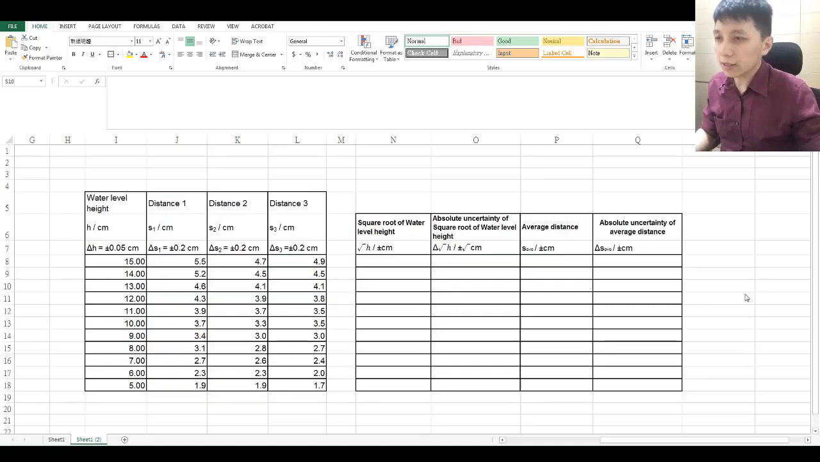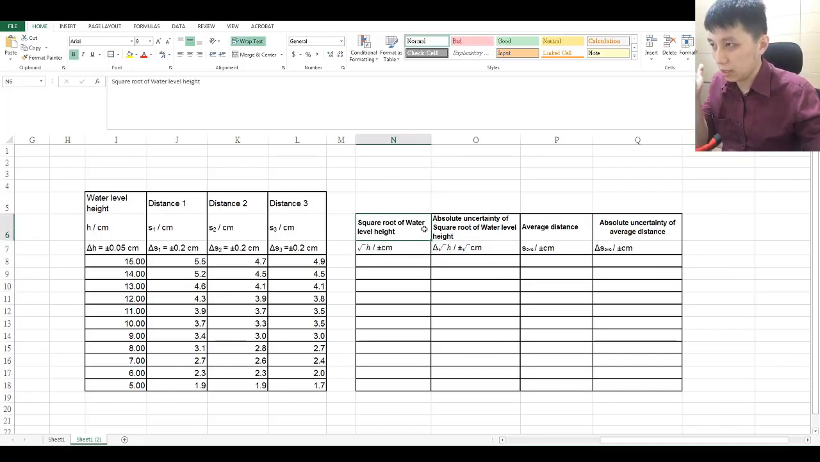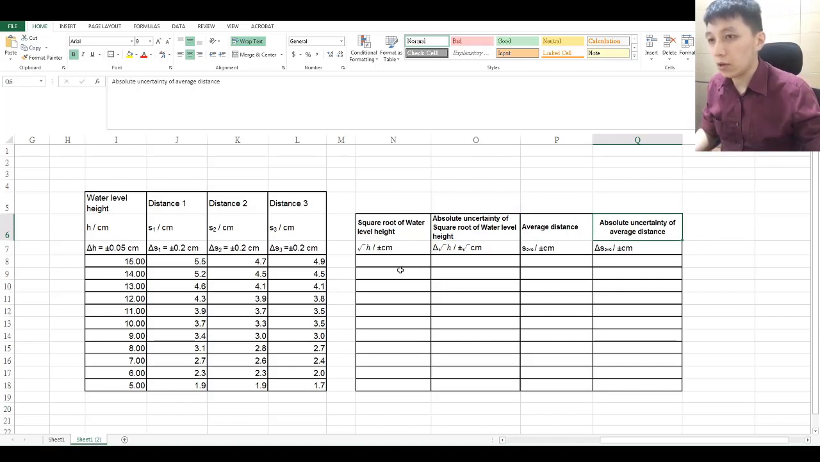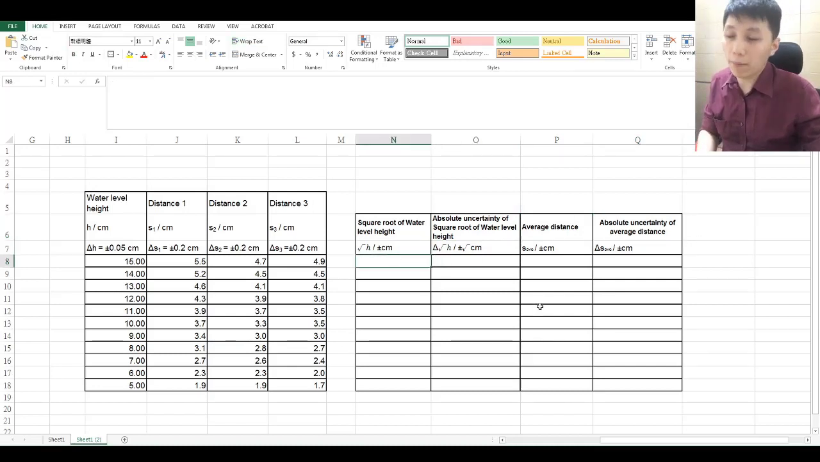A few moments later. Okay, so these are the 4 column heads for the process data table that you need. Again, that should include the square root of the height and the absolute uncertainty of it. I forgot to mention the average distance and also the absolute uncertainty for that. So let's just work out the formulas one by one.